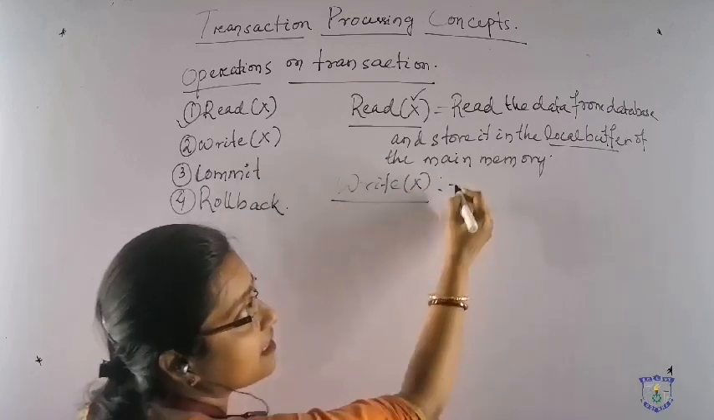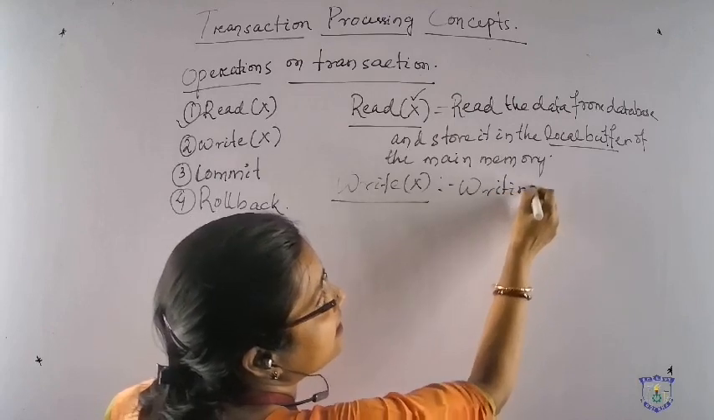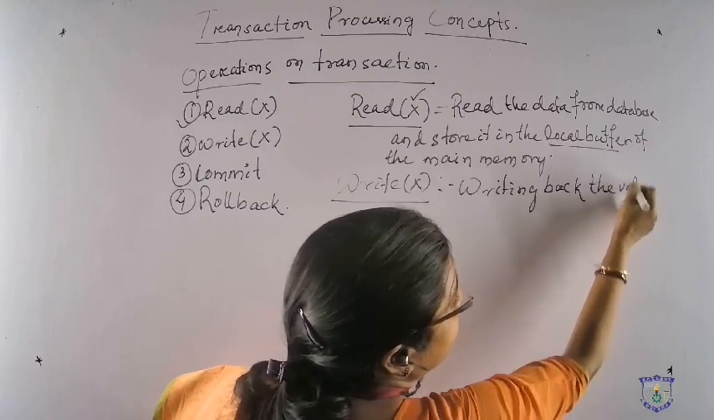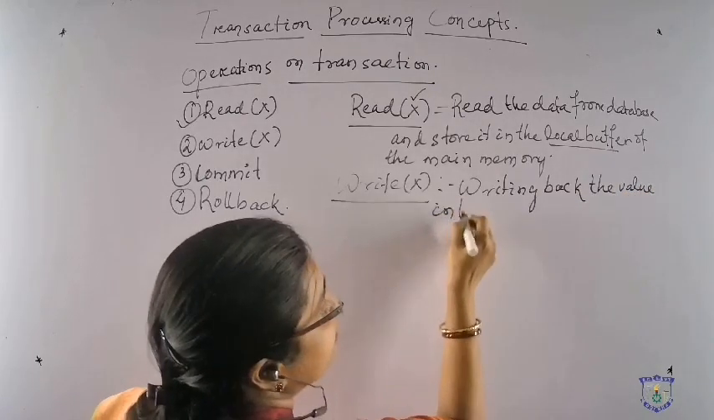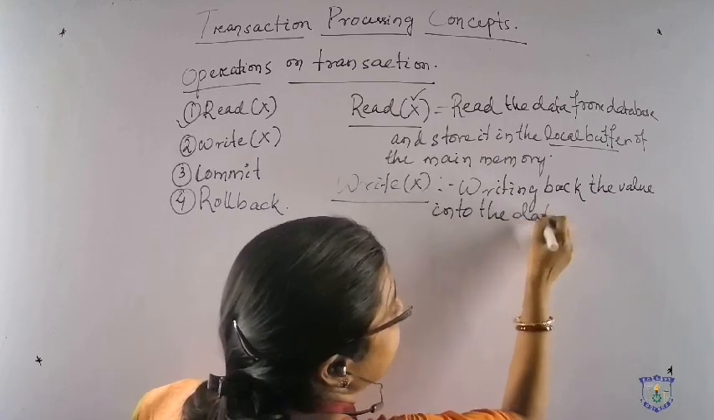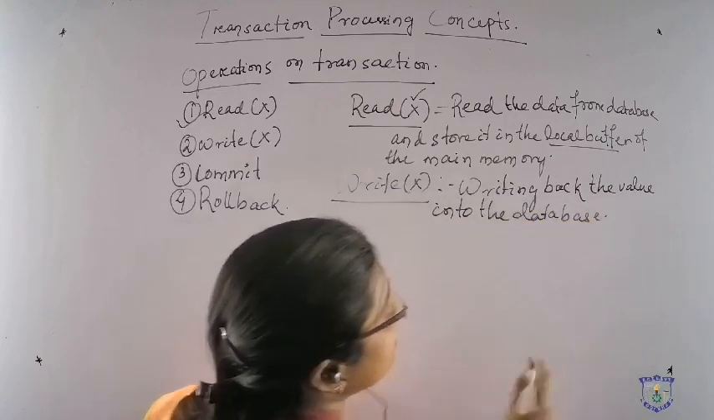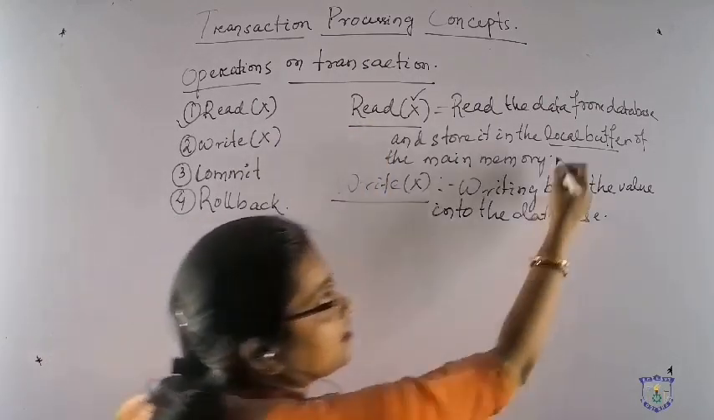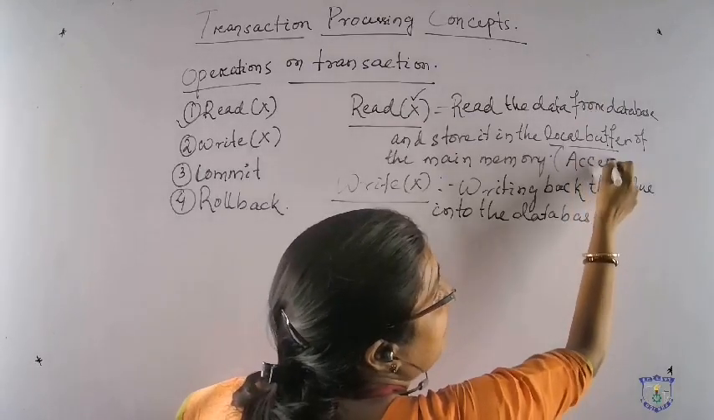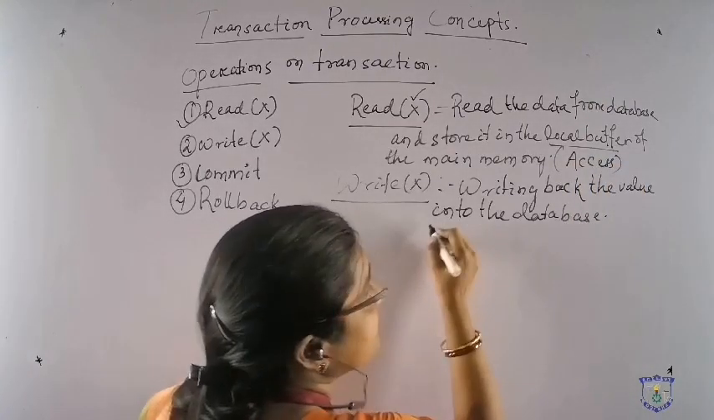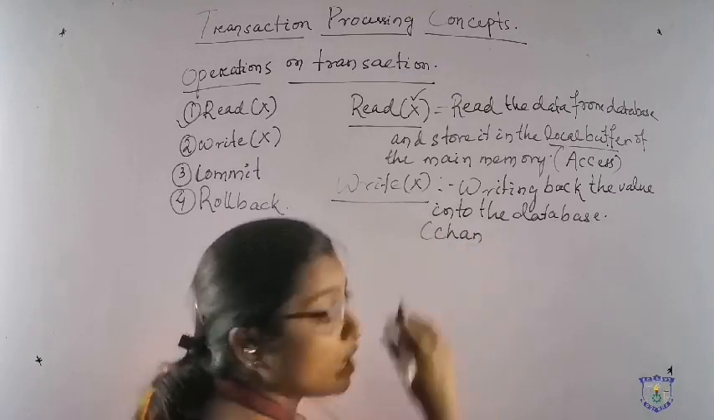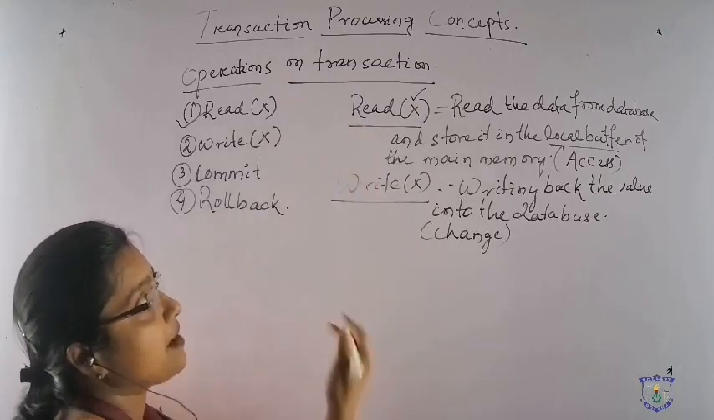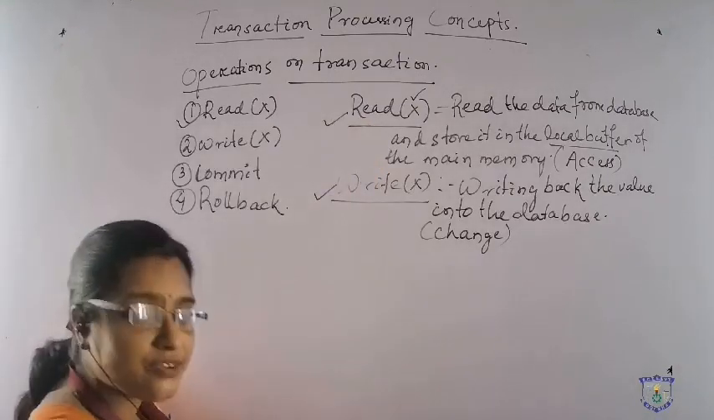Now, the write operation. Write means writing back the value into the database. Here, students, you have to remember: reading means just getting access to the data. Writing means you can do some modification with the data, which we can call a change. So with this we have completed the two operations, that is read and write.